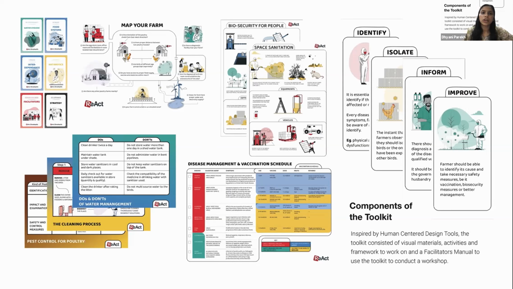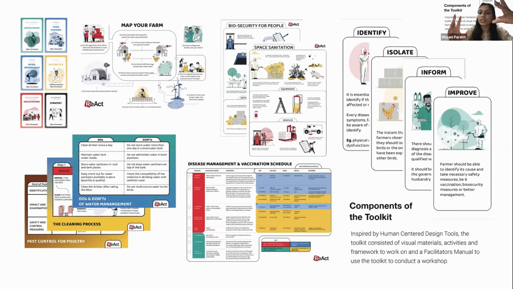So we made sure that we had activities like map your farm. We made a framework to understand how we can avoid disease. So we had identify, isolate, inform, and improve. So how do you identify diseases? The first thing you do after that is isolate.